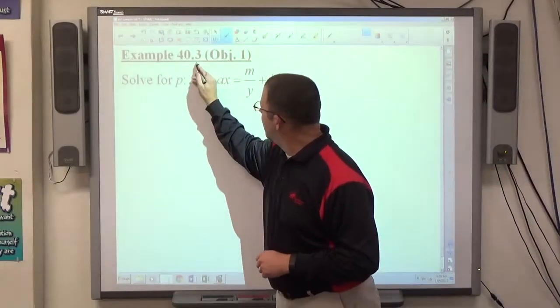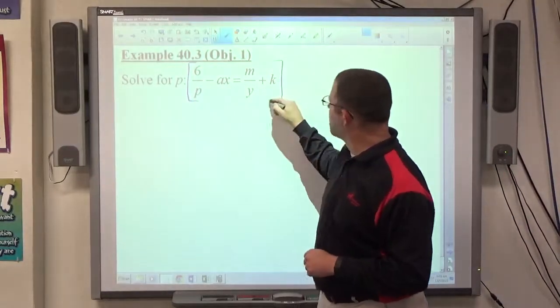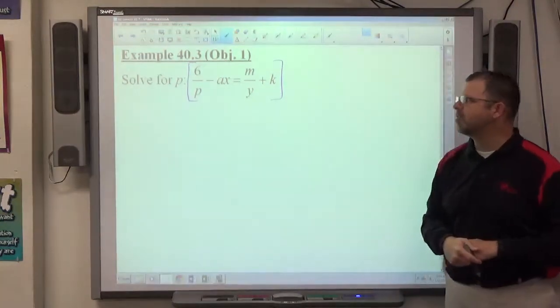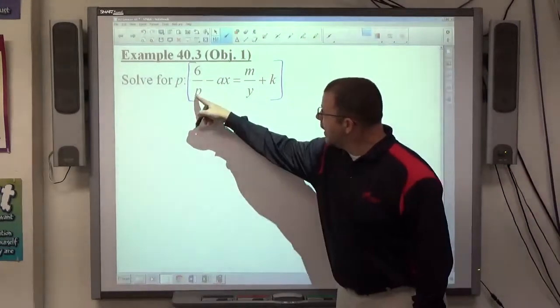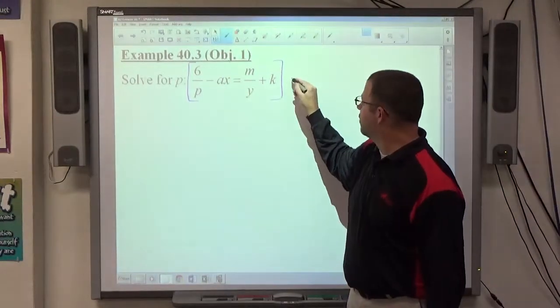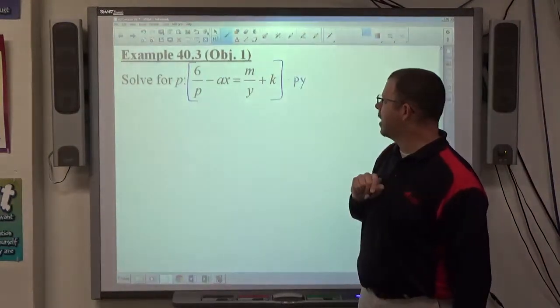Once again, this is my equation. There's no parentheses in it to begin with, so multiplication by a common denominator to get rid of fractions will be necessary. P and y are the only denominators. They're not the same, so times py is going to be the least common denominator.